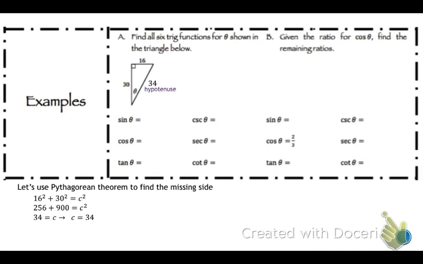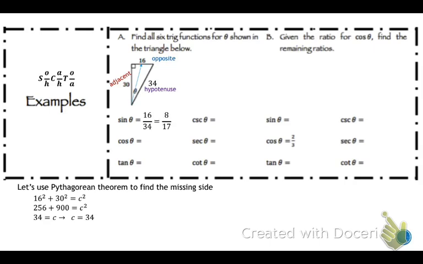Now we're going to label our sides. So the one opposite of that right angle, the longest side, is the hypotenuse. I'm going to draw a line from the angle. That's the opposite side, which means the other side's the adjacent side. Now I'm going to use my SOHCAHTOA acronym. So sine is opposite over hypotenuse. So sine, opposite side is 16. Hypotenuse is 34.